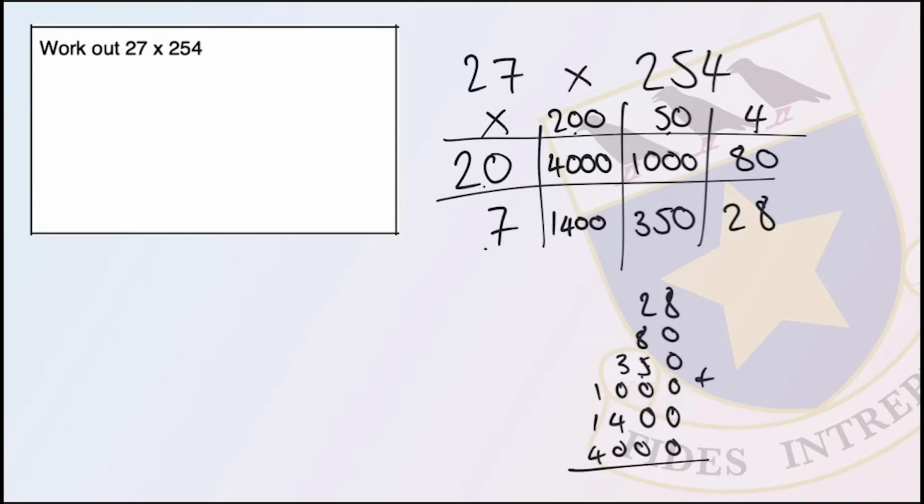So we just need to add up all these numbers together. We've got an 8 in the units column. We've got 8 plus 2 plus 5, which is 15. So that's 5 with 1 carried over. We've got 4 plus 3 plus 1, which is 8. And then we've got 4 plus 1 plus 1, which is 6. So 6,858 is our final answer.